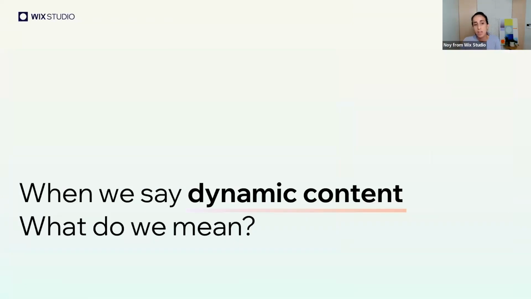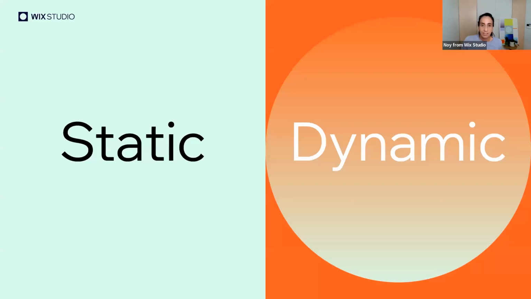So when we say dynamic content, what do we really mean? So a site page, or a site in general, can have 2 types of content. It can have static content and dynamic content.